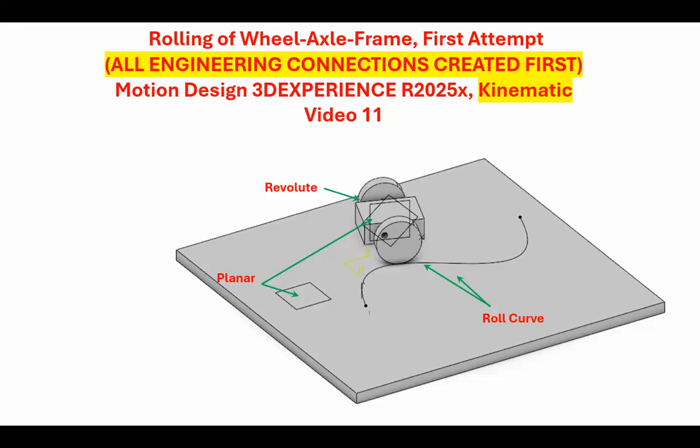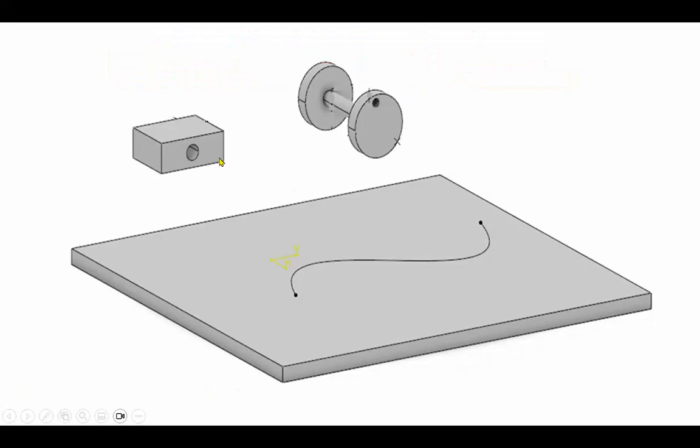What we have here is an axle. Let me go back here for a second. An axle, a frame, and that's what I call it, axle frame. And the wheel of the axle is supposed to roll along this path, okay?